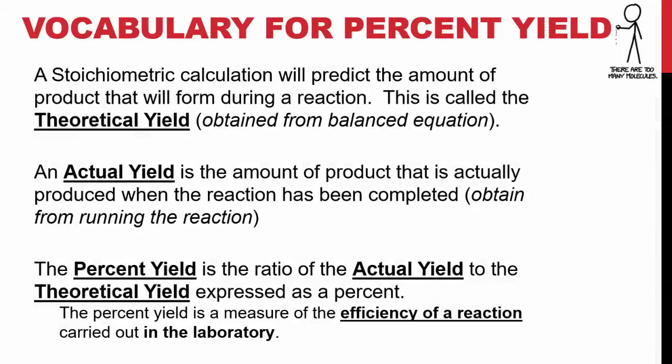A stoichiometric calculation will predict the amount of product that will form during a reaction. This is called the theoretical yield, which is obtained from our balanced equation. An actual yield is the amount of product that is actually produced when the reaction has been completed, obtained from actually running the reaction. The percent yield is the ratio of the actual yield to the theoretical yield expressed as a percent. The percent yield is a measure of the efficiency of a reaction carried out in a lab. Remember, we do have some room for error in a lab setting.